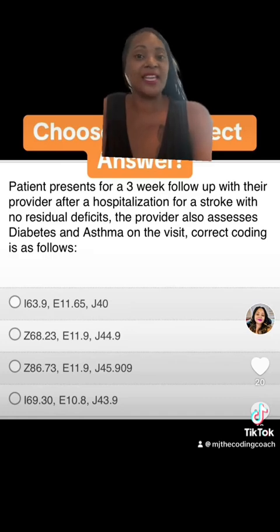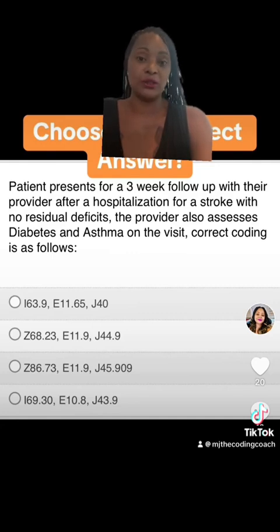Now let's eliminate the answers from those. So I would know A is not the answer for several reasons, and let's go through why. It says that this patient is following up on their stroke and they have no residual deficits. I63.9 is cerebral infarction, which is another word for stroke, and this is for an active stroke. So we know that this patient is not actively having a stroke. They were previously hospitalized for the stroke and they're following up with their provider. So during this specific question, they're not actively having a stroke, so I know I63.9 should not be used.